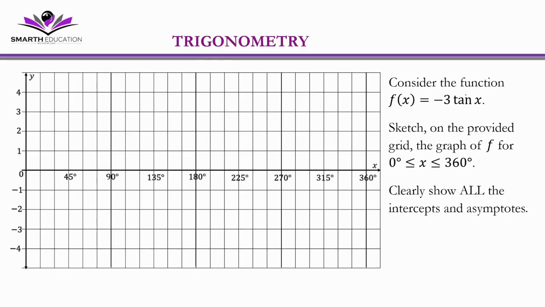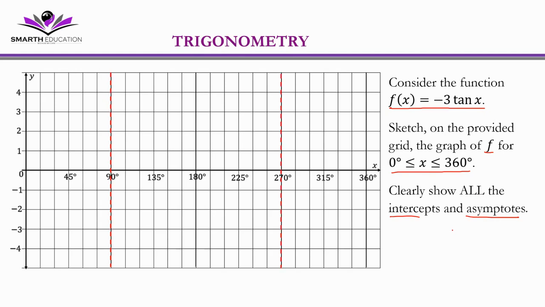Consider the function f of x is equal to negative 3 tan x. Sketch on the provided grid the graph of f for the domain of 0 degrees to 360 degrees. Clearly show all the intercepts and the asymptotes. Right, where do we find the asymptotes for this graph? At 90 degrees and at 270 degrees.